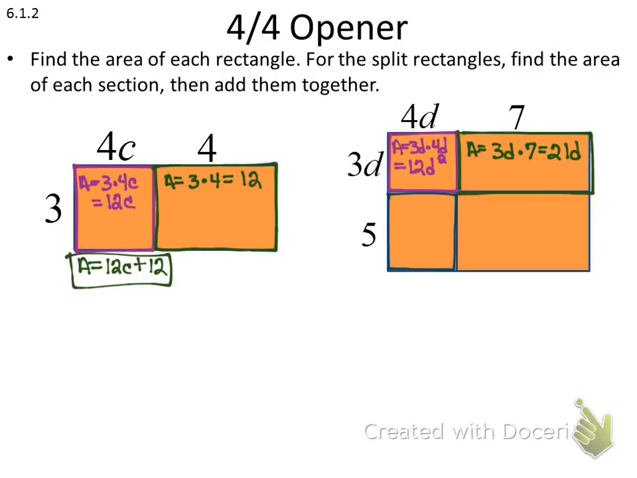Dylan, how do I find the area of my bottom left rectangle? 5 times 4D. So area equals 5 times 4D, which equals 20D. And then my last rectangle. So Dylan, area equals, what's the height? 7. What's the width? 5. 5 times 7, which equals? What did you get?